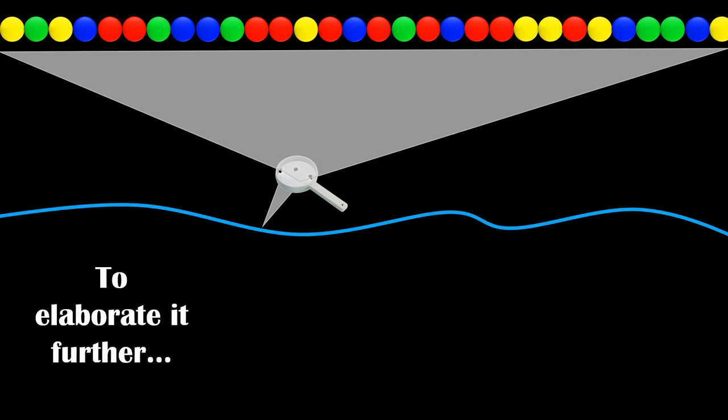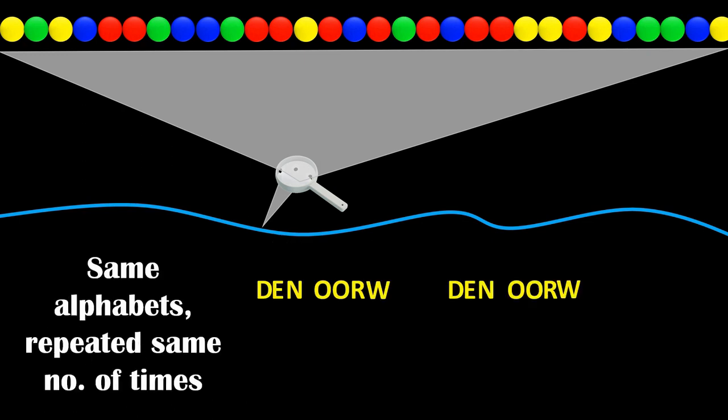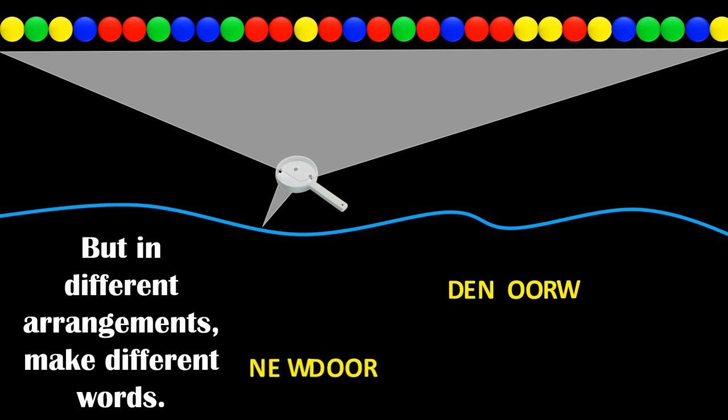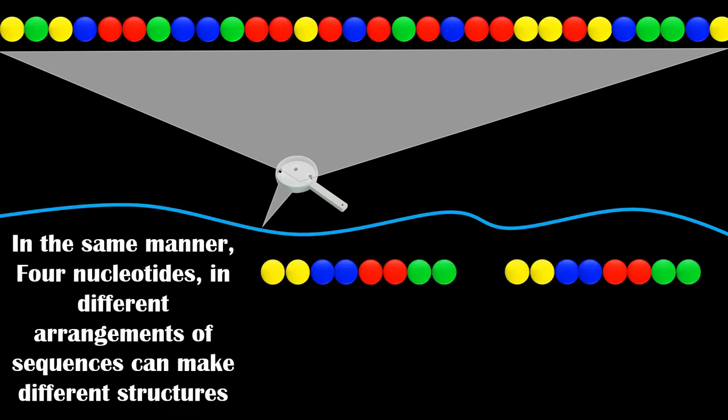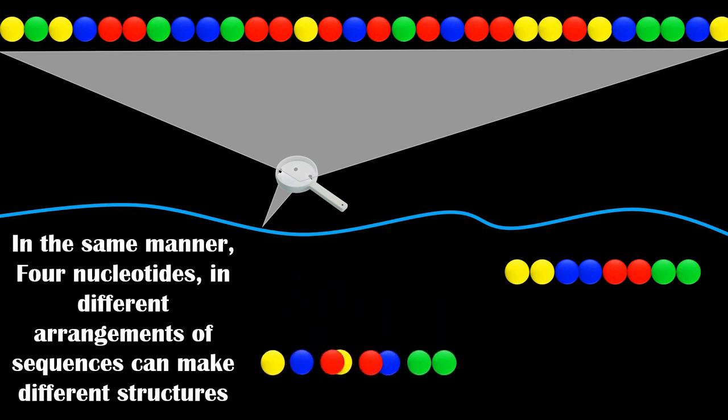To elaborate it further, the same alphabets D E N O O R W repeated the same number of times, but when put in different arrangements make different words. Here it's "new door" in one arrangement and "one word" in another. In the same manner, 4 nucleotides in different arrangements of sequences can make different structures.